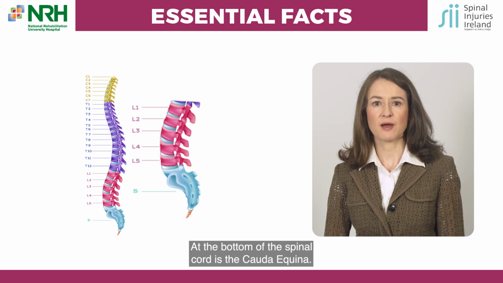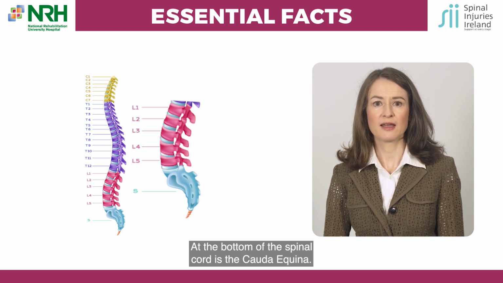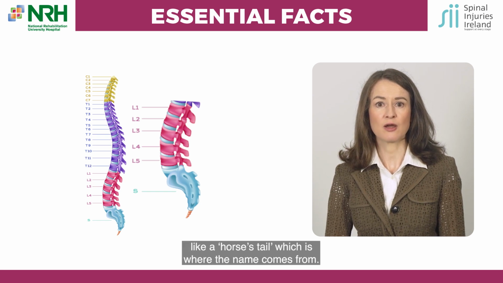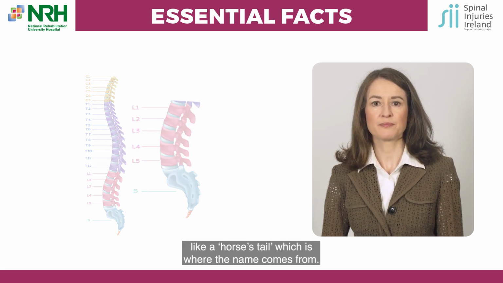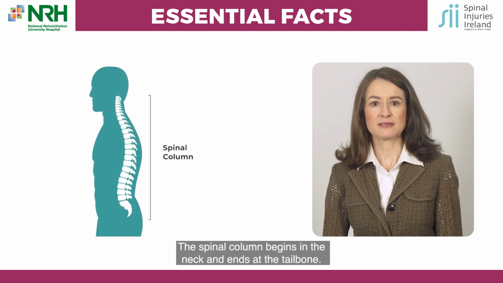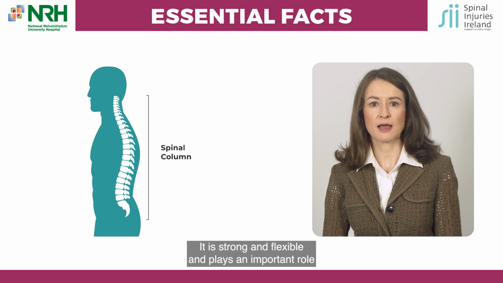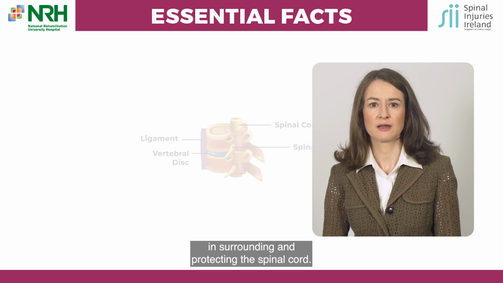At the bottom of the spinal cord is the cauda equina. This is a collection of nerves that look a bit like a horse's tail, which is where the name comes from. The spinal column begins in the neck and ends at the tailbone. It is strong and flexible and plays an important role in surrounding and protecting the spinal cord.